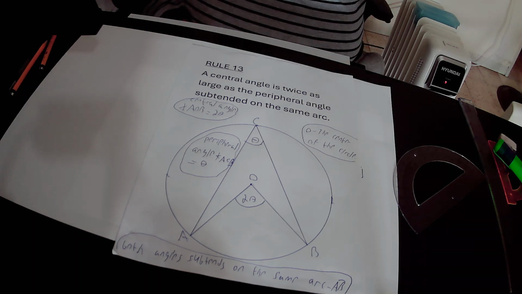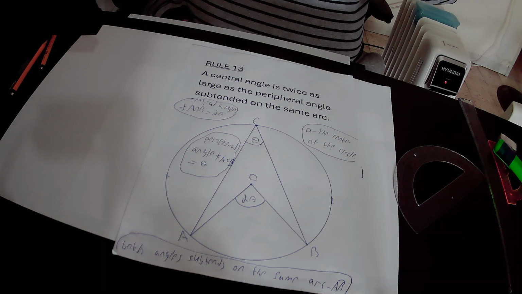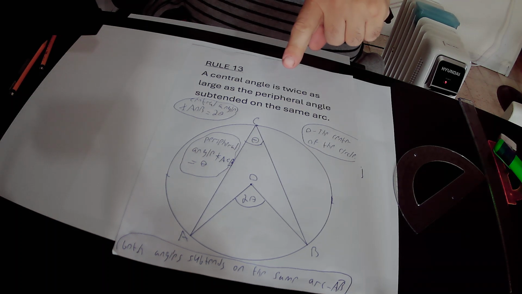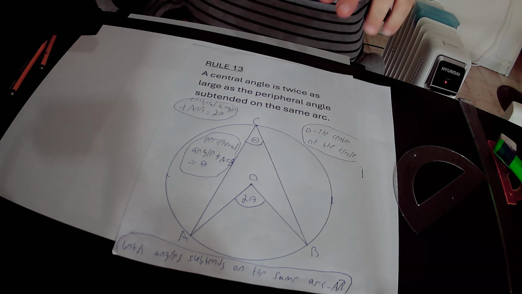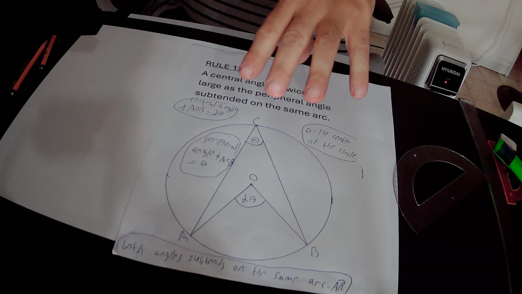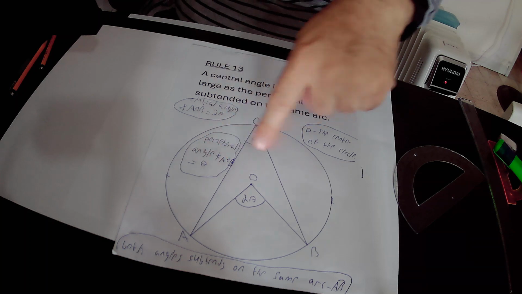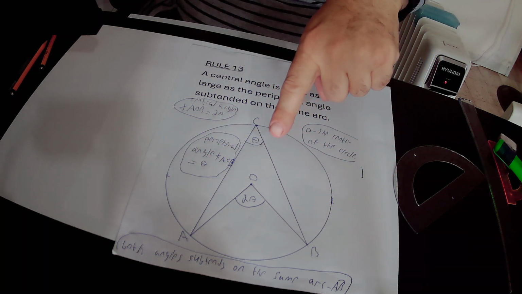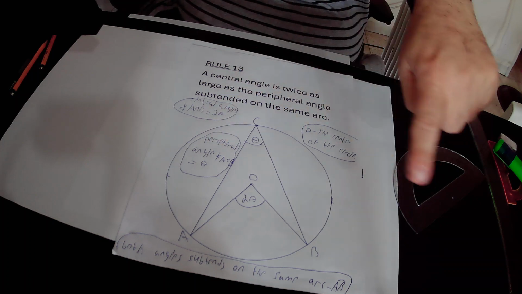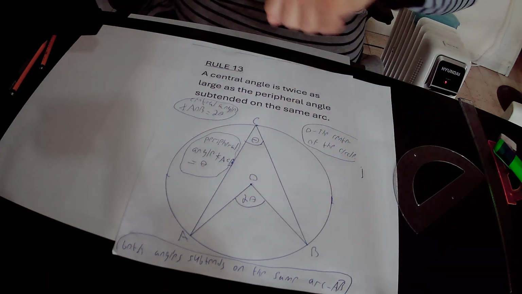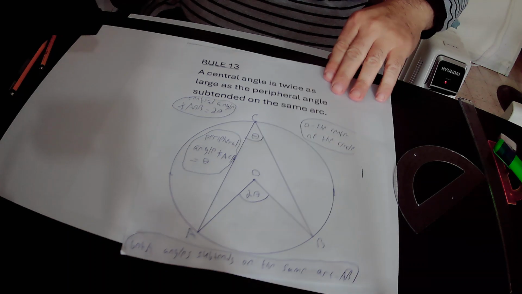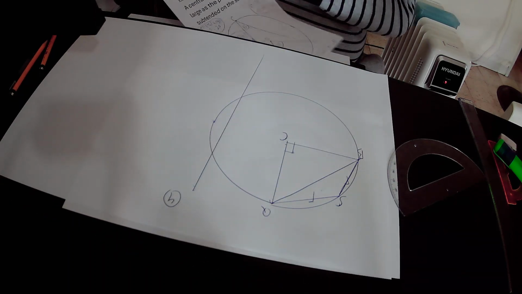In conclusion, we have here a central angle that is subtended on the same arc as the peripheral angle. The central angle and the peripheral angle are both subtended on the same arc AB. And therefore, according to this rule number 13, the central angle AOB must be twice as large as the peripheral angle ACB that is subtended on the same arc AB. Okay, you can actually implement rule number 13 in our drawing.